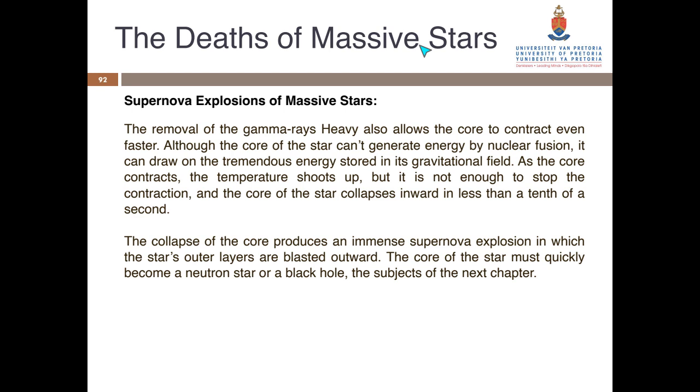Although the core of the star can't generate energy by nuclear fusion, it can draw on tremendous energy stored in its gravitational field. As the core contracts, the temperature shoots up. But it is not enough to stop the contraction, and the core of the star collapses inward in less than 1/10 of a second. The collapse of the core produces an immense supernova explosion, in which the star's outer layers are blasted outward. The core of the star must quickly become a neutron star or a black hole, the subjects of the next chapter.